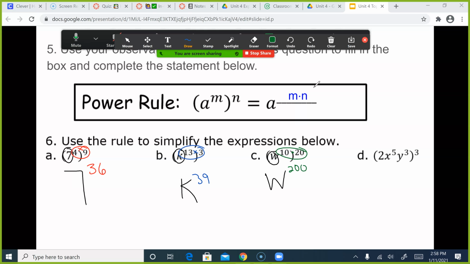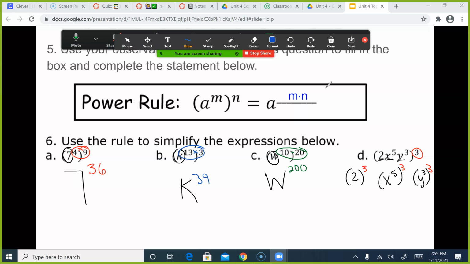So if it's just a single variable, it's fairly easy to figure out what's happening. When there are multivariable ones with numbers, this is when it gets a little tricky. So here, for the y's, we're basically applying the 3, the cubed on the outside, to all of them. So I'm going to split this up. I'm going to do 2, x to the 5th, y cubed. Those are all the variables and coefficients inside, and each one of those gets a cube. So cube, cube, cube.